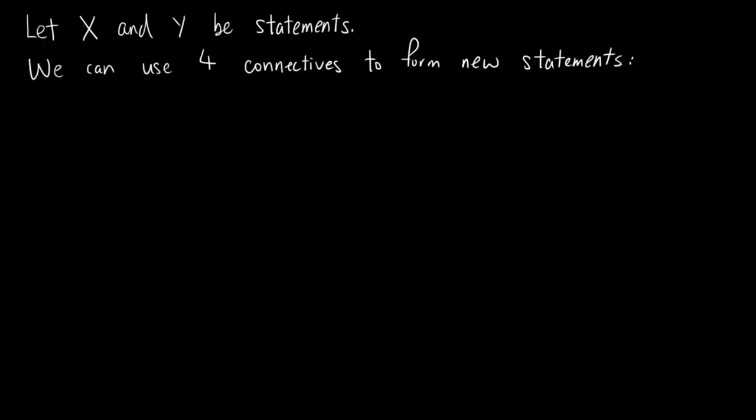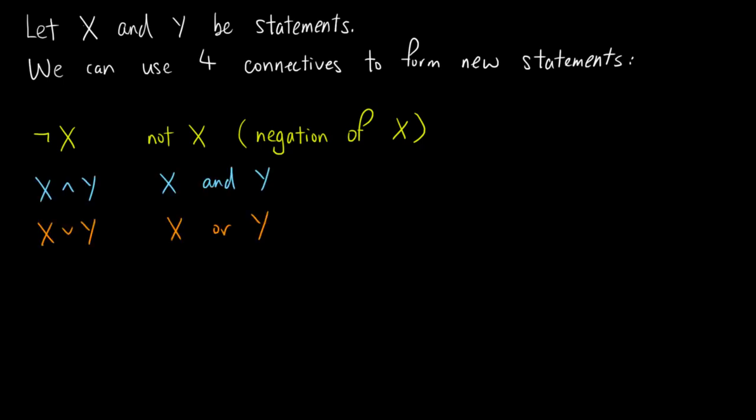Now suppose X and Y are statements. There are mainly 4 connectives that we can use to form new statements from X and Y. The first one is we take the opposite of X. We usually say that it is not X, or the negation of X. Then, we also have X and Y, and X or Y. The hardest one is probably X arrow Y, which is the statement, if X, then Y. It is sometimes called the conditional.